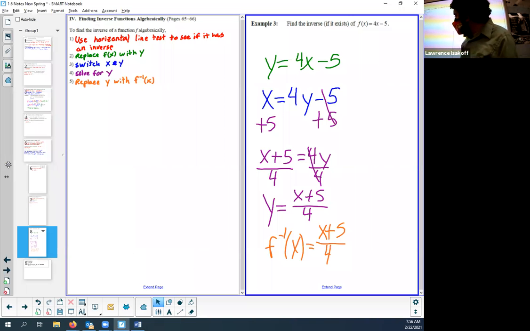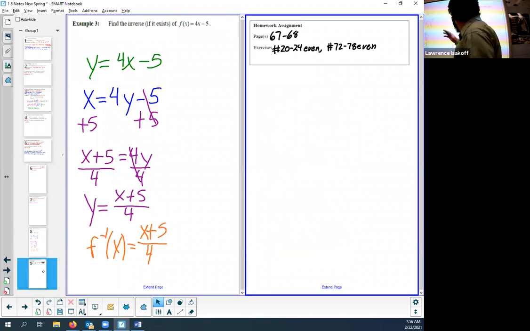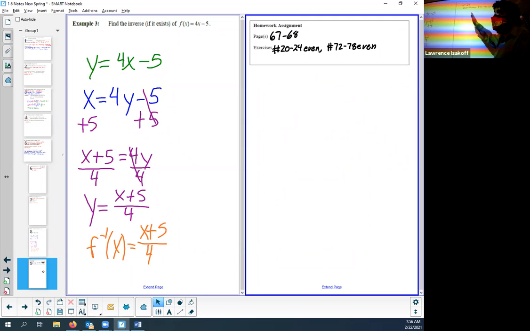So that is it for this. Our homework is 20 through 24 even in this section, and then 72 through 78 even. Please give those problems a try. We do have a little bit of time left today. You could get a little bit of a head start on them. If you have questions on any of our homework, tomorrow's a day we're saving to take advantage of that, to give you time to work and answer questions live. So please make sure you do that.